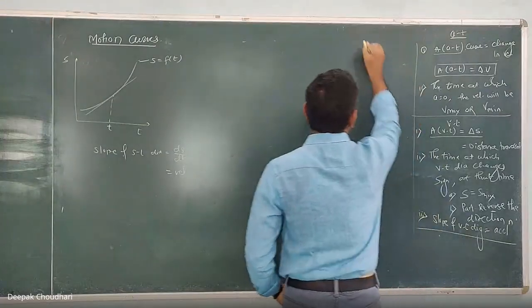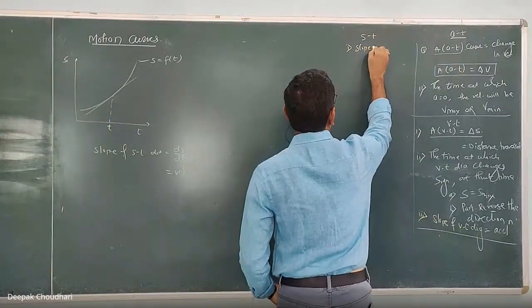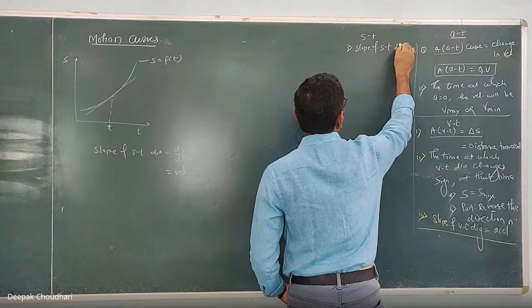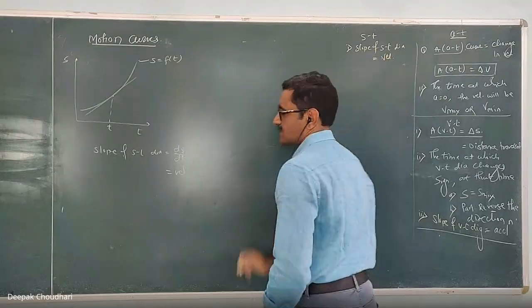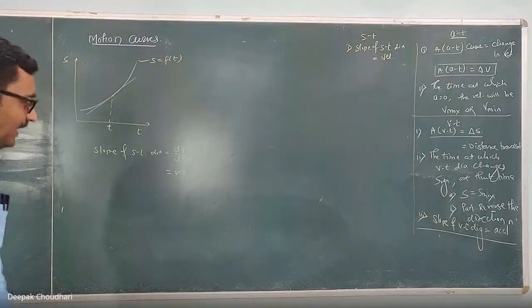Here for ST curve, slope of ST diagram. ST diagram is displacement versus time diagram. The slope of ST diagram represents the velocity at that instant. Okay. Any difficulty?